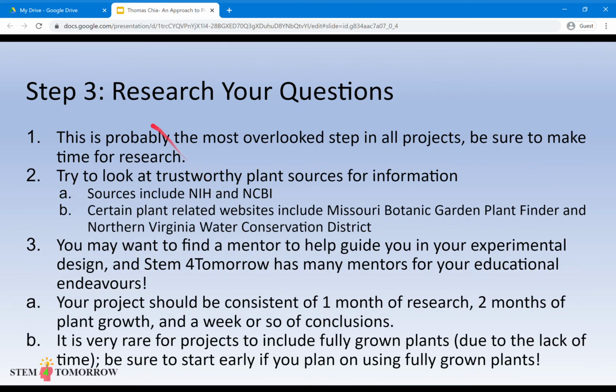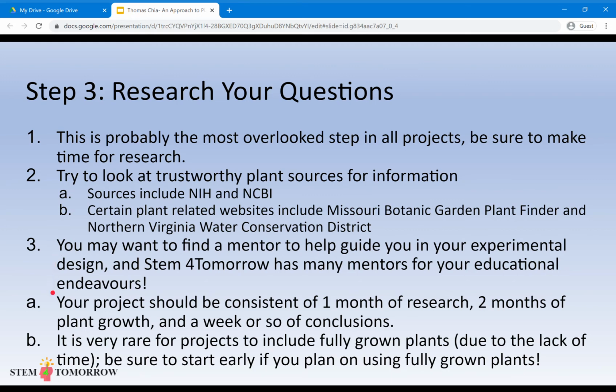Step 3 is to research your questions. This is the most overlooked step in all projects, so be sure to make time for research. Try to look at trustworthy sources for information, such as the NIH and NCBI. There are also other great websites for looking for information. You may want to find a mentor to help guide you in your experimental design, and STEM for Tomorrow has many mentors for your educational endeavors.